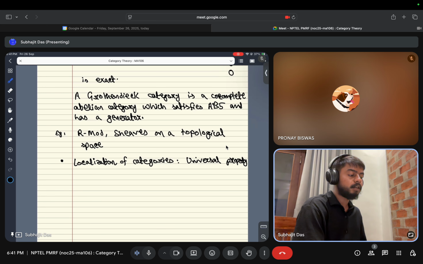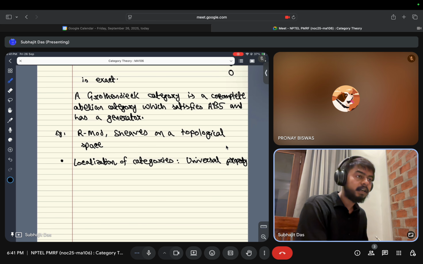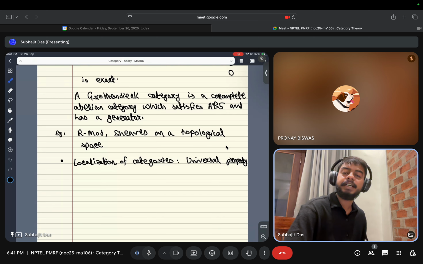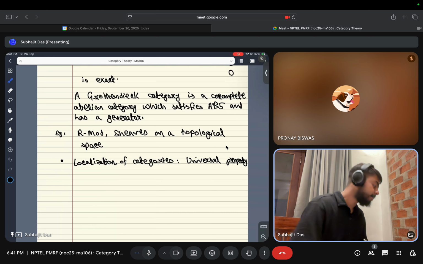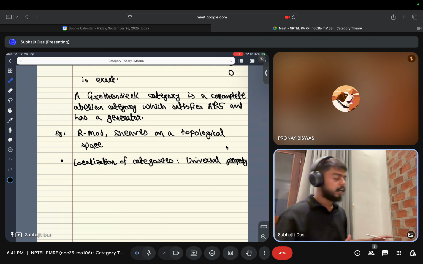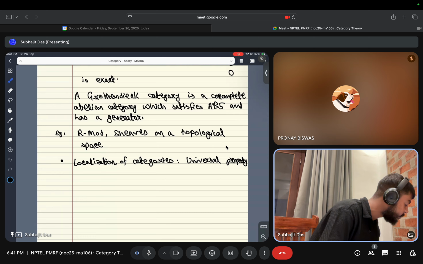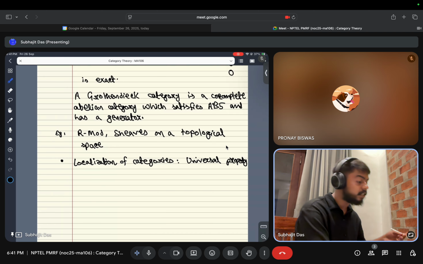The Gabriel-Popescu theorem was also covered. So that means the other approach was also given, which is that localization can be seen as a pair of adjoint functors, in which the right adjoint is fully faithful and the left adjoint is exact. So I'll just mention this for now. Localization of categories can be defined using a universal property, mimicking that for rings.